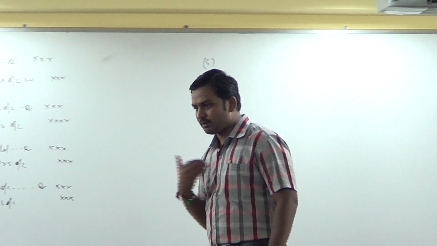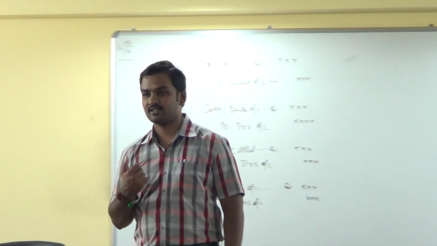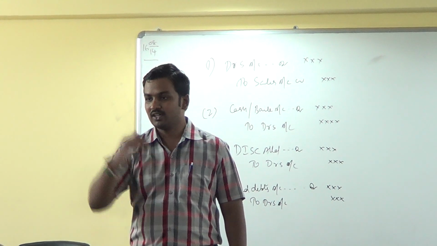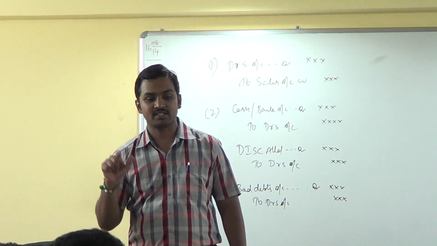Now he is not appearing in our books as a debtor because we have removed his account from our books by writing it off as bad debts. You have removed the account from your books. Now we are able to recover. What is the entry you pass? Cash account debtor to bad debts recovered.